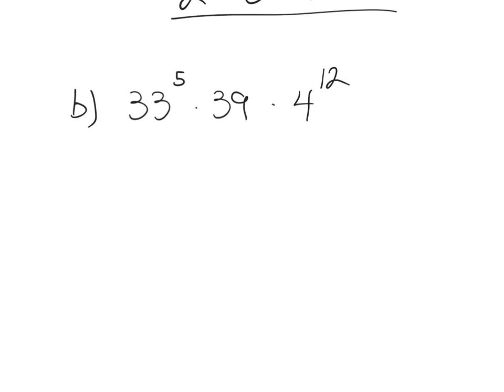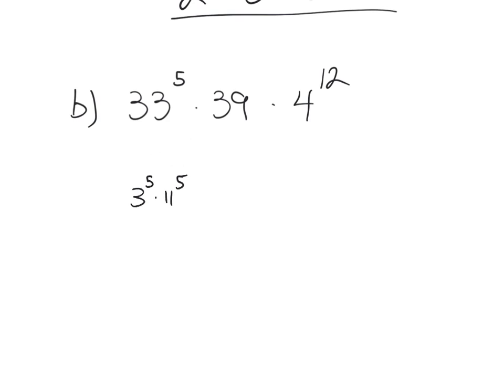Ignore the exponents for the time being and just look at the number. 33 can be split up into what? Well, it's divisible by 3. 3 times 11, which is also prime. So 3 times 11 gives us 33. Since 3 times 11 is equal to 33, then 3 to the 5th times 11 to the 5th is the same thing as 33 to the 5th.